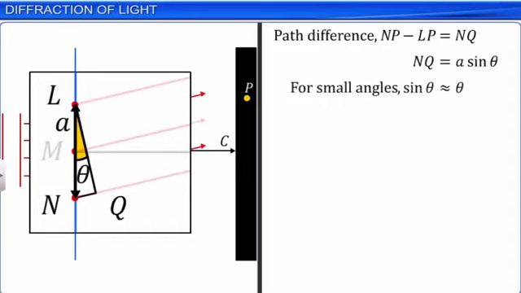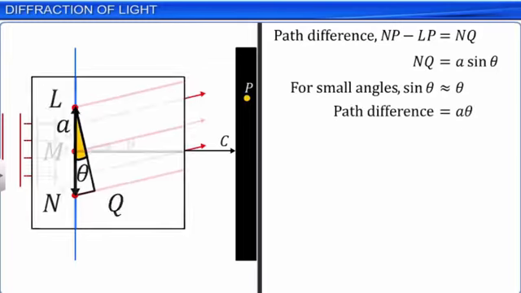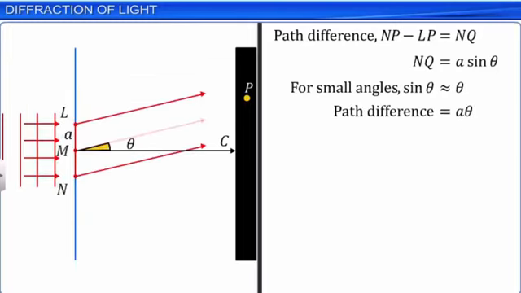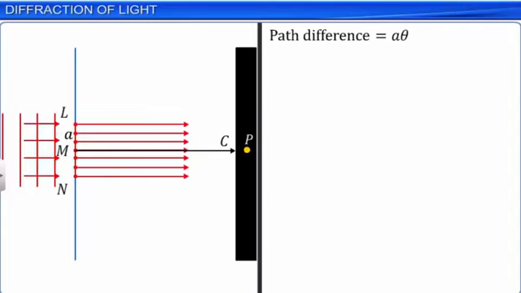But for small angles of theta, sin theta is approximately equal to theta. Therefore, the path difference is equal to A theta. Now we shall analyze how contributions from a large number of sources produce diffraction fringes on the screen. Let us first consider the central point C.